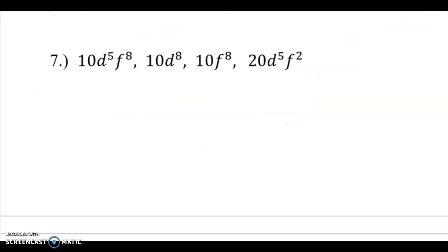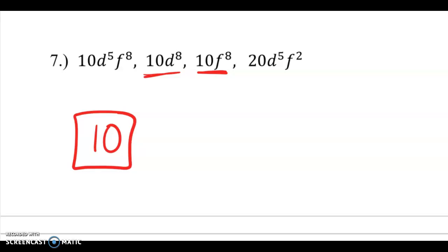So I see in my numbers, I've got 10, 10, 10, and 20. So the greatest one they have in common is 10. My lowest d, well, actually, there's no d in this one, so I can't use d, because this one is d to the 0 power. My lowest f, there's no f here. So since there's no d's or f's in all of them, I have no variable terms that I can take out. Once again, you can list them, but you'll see that you can't pull an f out of this term and you can't pull d out of this term, so you won't have any variable terms there. So 10 is your GCF.